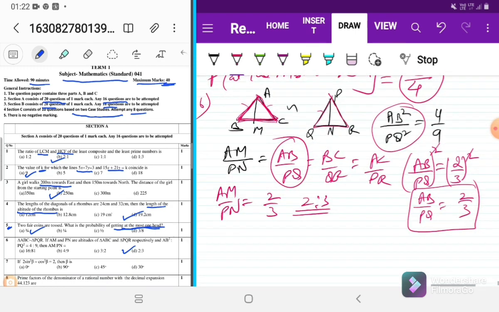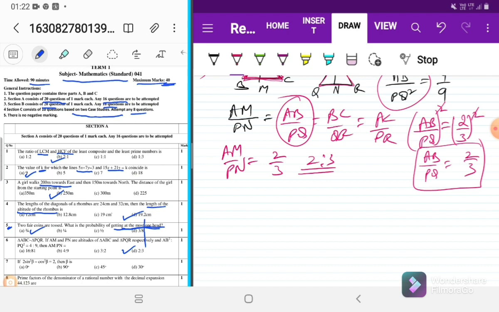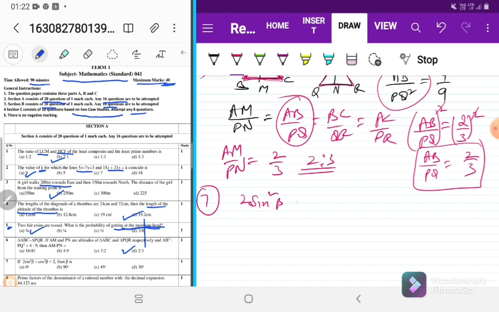Okay, then come to question number 7. What is question number 7? Very easy, it is of trigonometry. Question number 7 is: if 2 sine square beta minus cos square beta is equal to 2, then you have to find the value of angle beta.